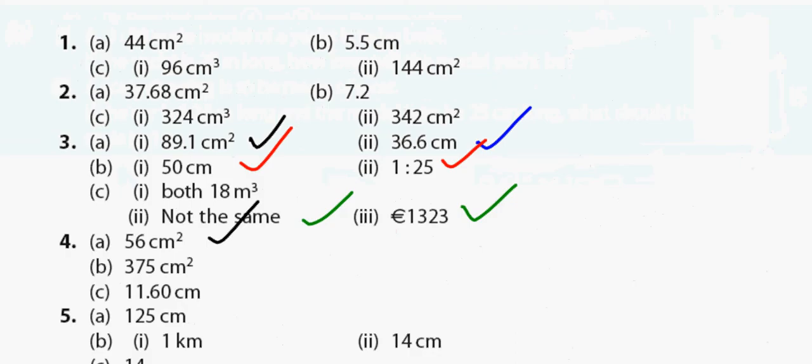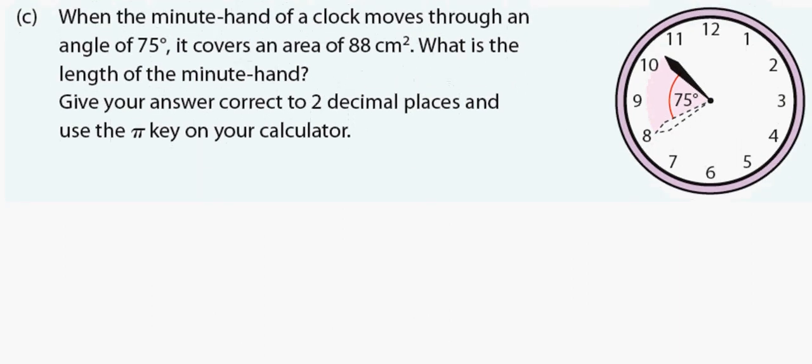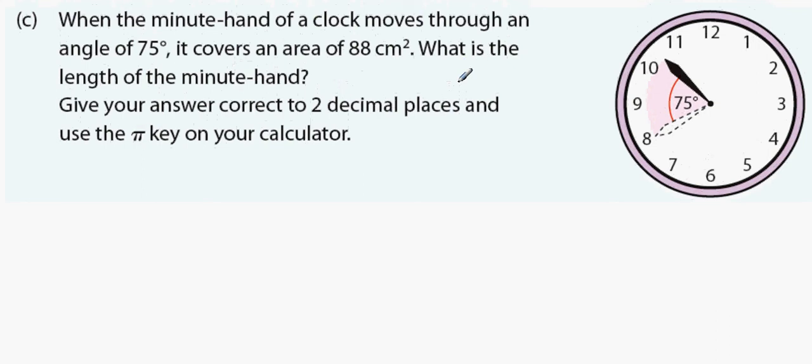Now, we're going to use the area of a sector, I think. What is the length of the minute hand? It covers an area of 88. So basically the minute hand starts off here at 8 and then it moves up to in between 10 and 11. It covers a 75-degree angle and it makes a sector shaded in purple. So the area of the sector formula is shown below. So what we need to do is use this.